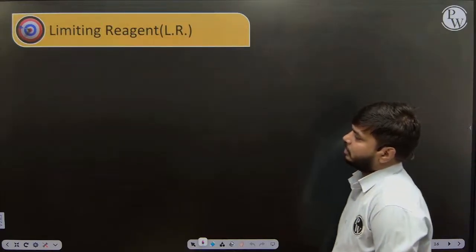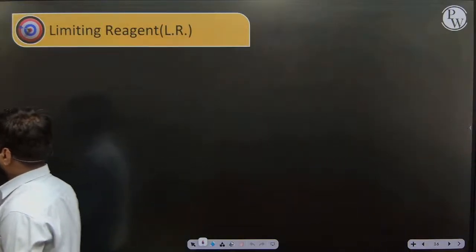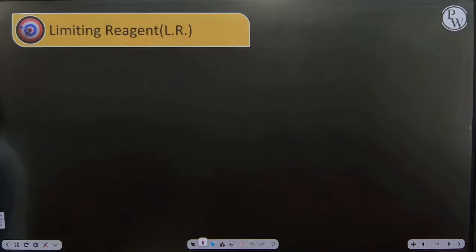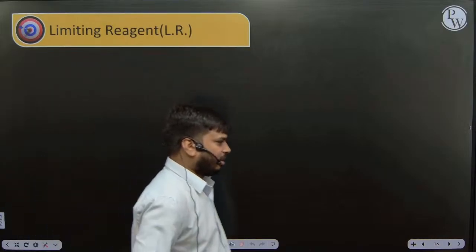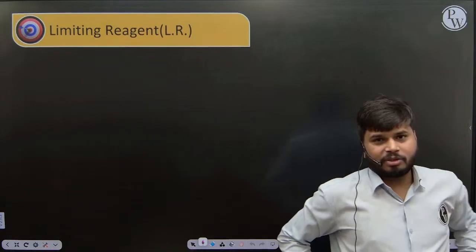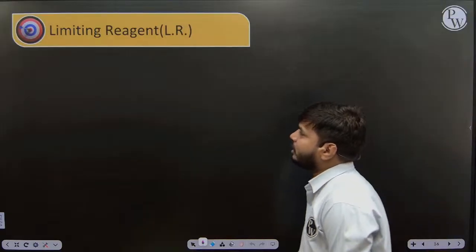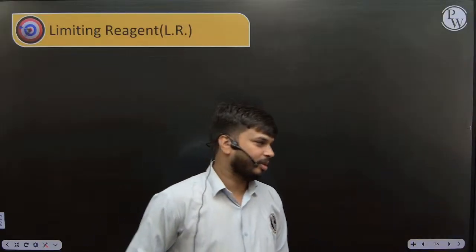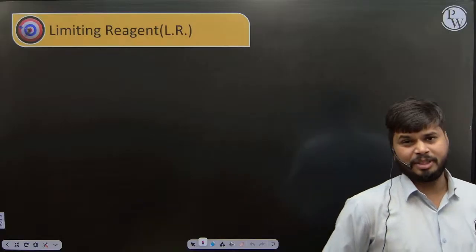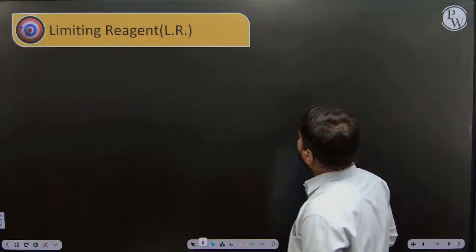Okay, fine. Now let's talk about the next concept, which is limiting reagent, है ना? So next we are going to talk about the concept which is called limiting reagent. Limiting means less, right?